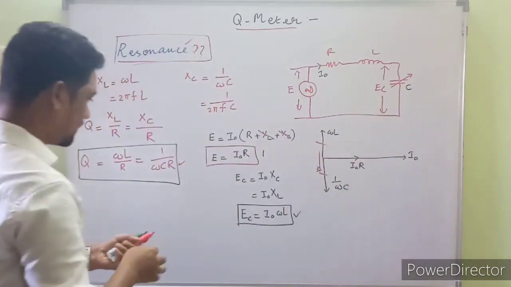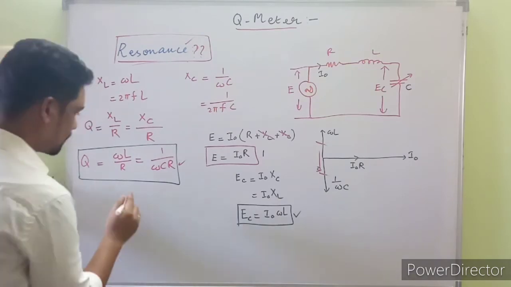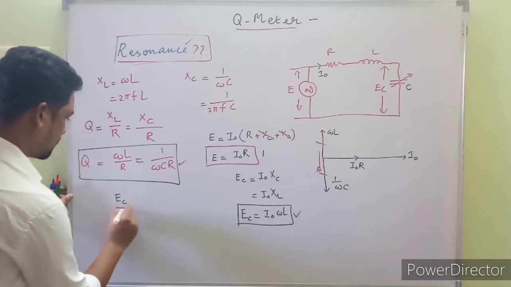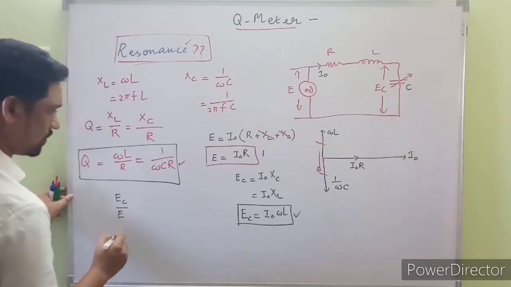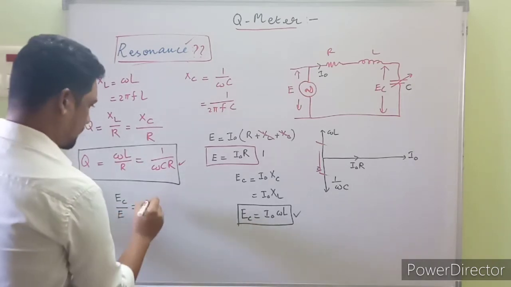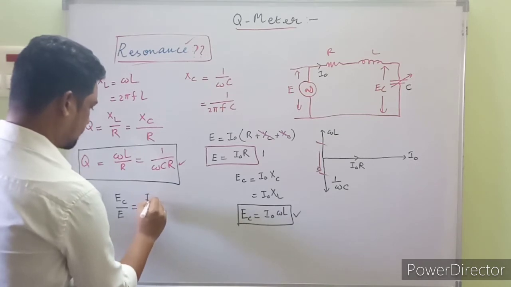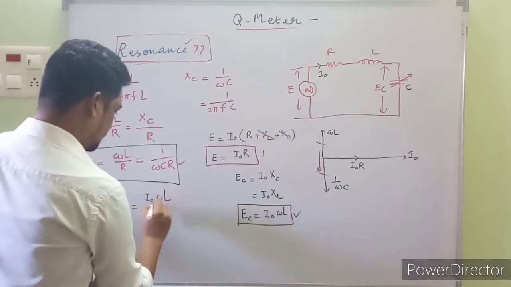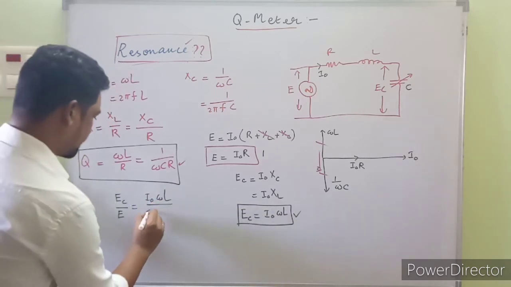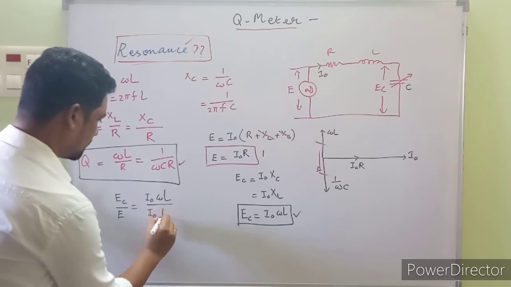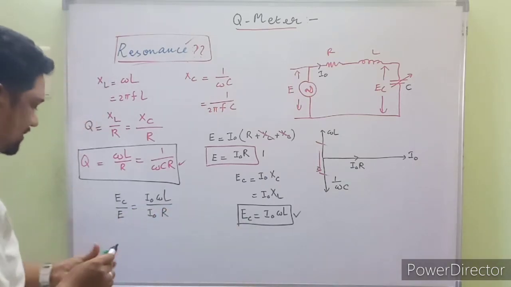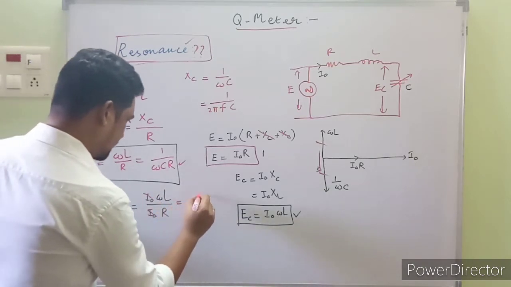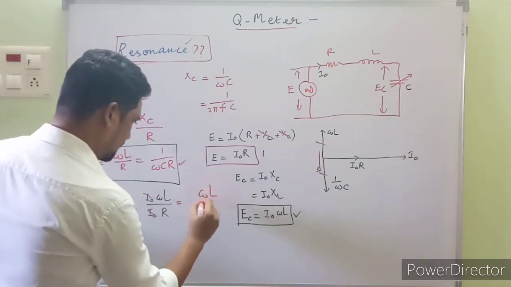On the other hand, guys, getting back to this ratio, what will be this ratio, EC upon E? What may it be? EC upon E. EC is from this one, I naught at resonance, once again, I naught into omega L, upon I naught into R, the supply voltage, and something else cancelled out here. I naught and I naught get cancelled. We are left with omega L upon R.